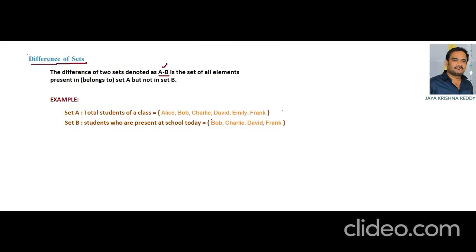How many students are there actually? Total 6 students. And how many are present at school today? 4 students. Can you give the list of students who are absent today? Observe set A and set B. Out of 6 students, 4 students are present at school. So the number of students absent is equal to 2. Who are the 2 students? Yes, the 2 students absent from school today are Alice and Emily.